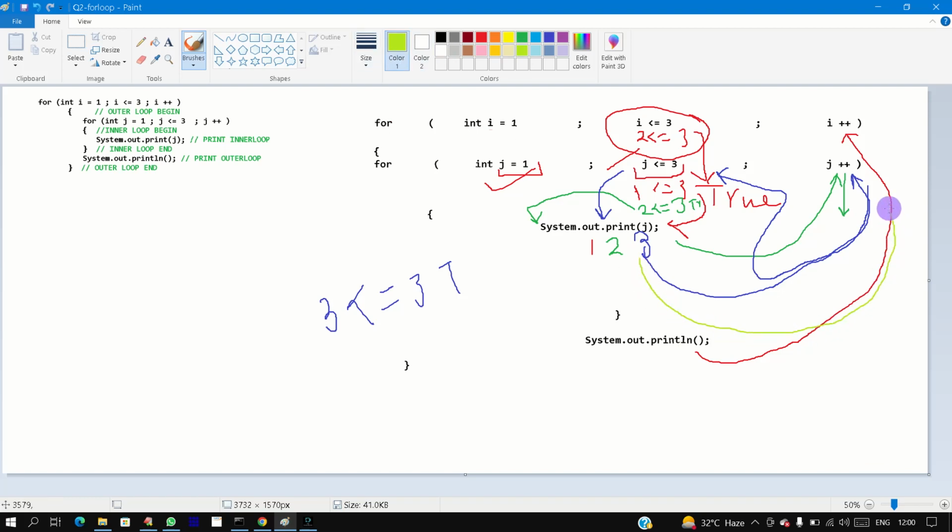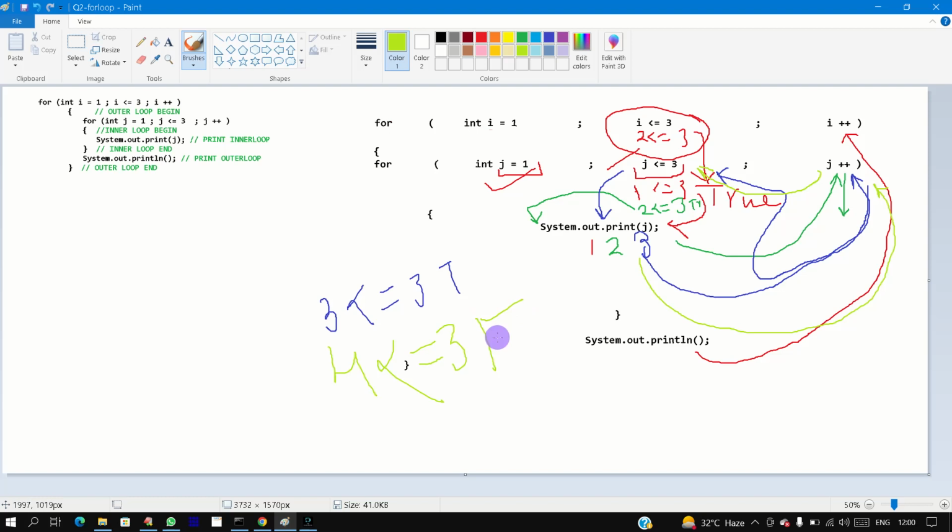Again we will be moving to J++. Again this J++ is guiding that dear J, whatever you are, you have to increment yourself by 1 whenever you are used again. And where will this J be used again? At the condition part. After J++, after updating, we will be going to the condition part, isn't it? So this J has become 4 now. 4 less than or equal to 3.